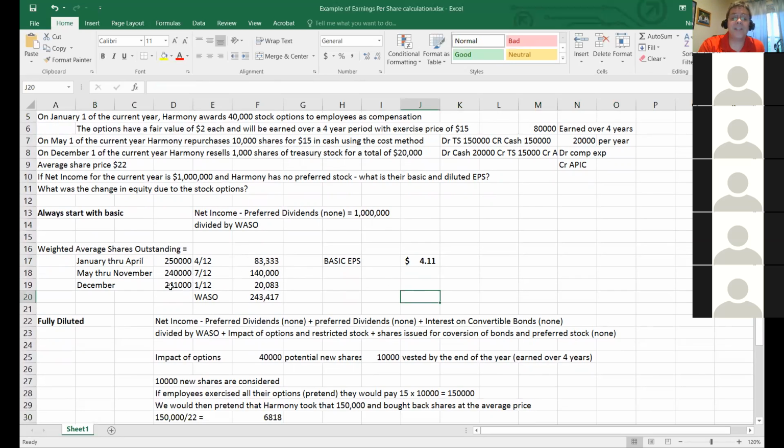When you go to next year, when you have to calculate weighted average shares outstanding for year 2, you do not start with this number, you start with this number, because that's where you ended up with shares outstanding. This is an average. This is what actually is outstanding on December 31st at the end of year 1. So when you start January 1st of year 2, this is the number of shares outstanding. So instead of having 250 like we started here, we'd start with 241.